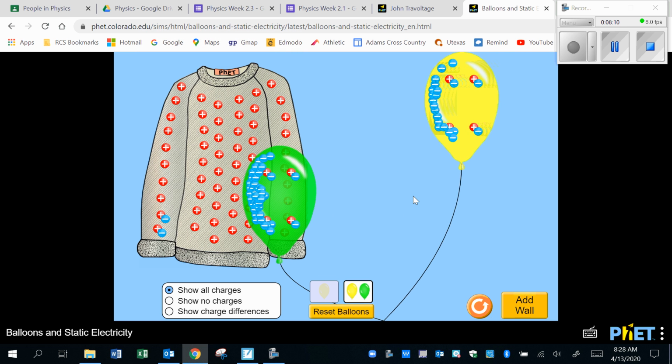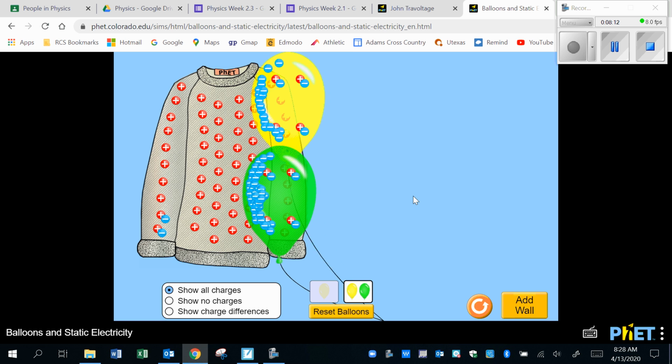Since the sweater is such a big positive source, it still has the ability to pull in this yellow balloon, even though the green balloon is sitting there as well.